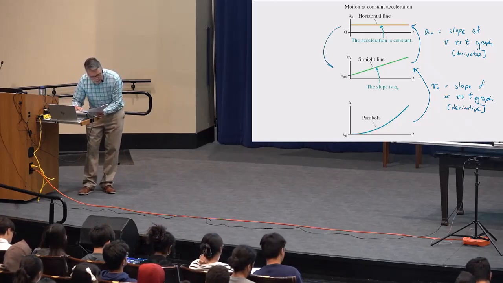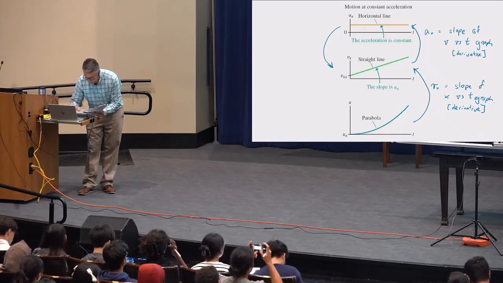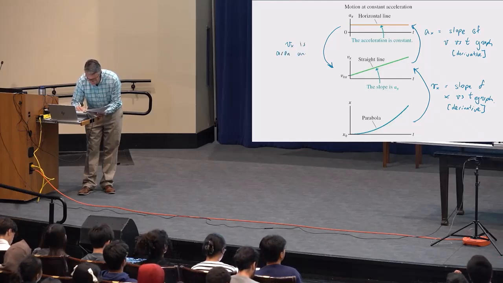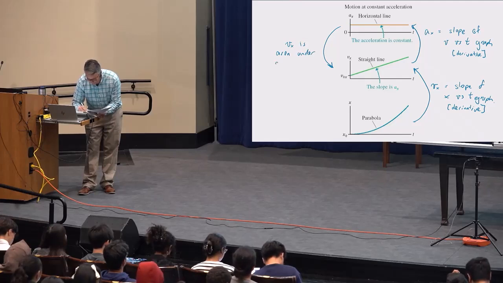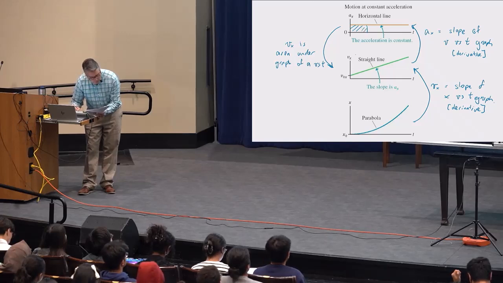You can also go backwards. There's something called the area under the graph. This is what I was going to talk about. We'll talk about it more on either a Friday or a Monday, which is that v sub x is the area under the graph of a versus t. So you can kind of find the area here. It's a graphical method called an integral.